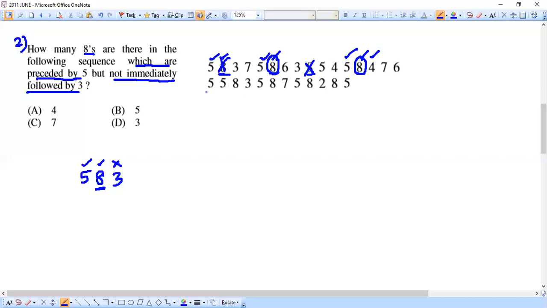After that there's no 8 in the first row. Come to the second row. In the second row, one more 8 is there. Let's check this 8. The previous digit is 5 and the following digit is 3.